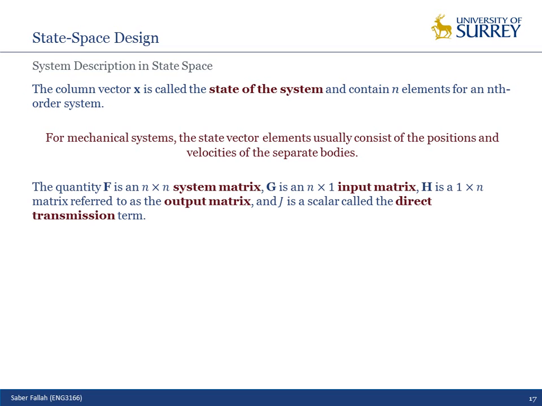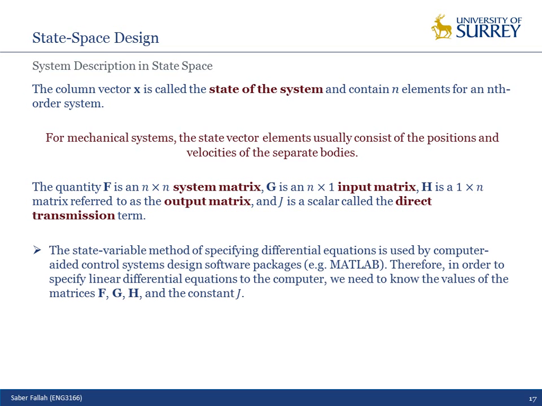The quantity F, or the matrix F, is the n by n system matrix. We call it the system matrix. Vector G is the input matrix. Vector H, or matrix H, is the output matrix, and J is the scalar called the direct transmission term. Usually J is 0 for simple cases, for a simple mechanical system.